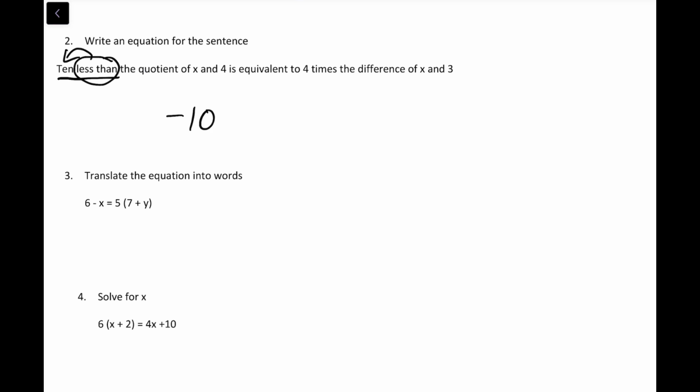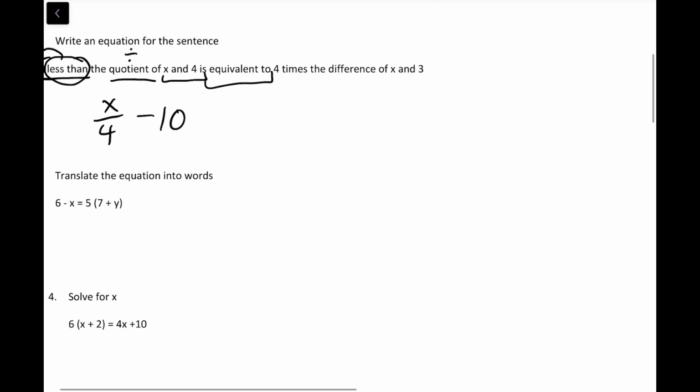10 less than the quotient. Quotient tells me to divide, of x and 4. The quotient of x and 4, I want to go in order. x divided by 4. So the quotient of x over 4. So 10 less than the quotient of x and 4 means I'm subtracting 10 from x over 4. Is equivalent to tells me to put an equal sign.